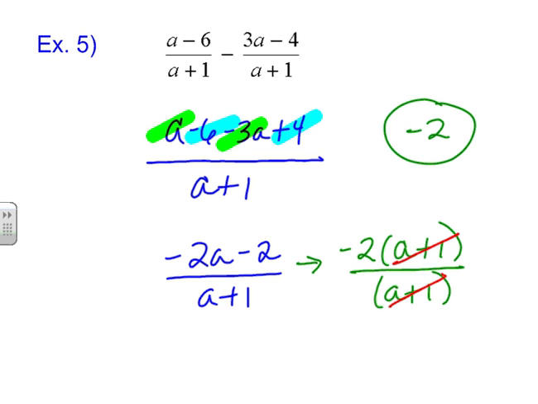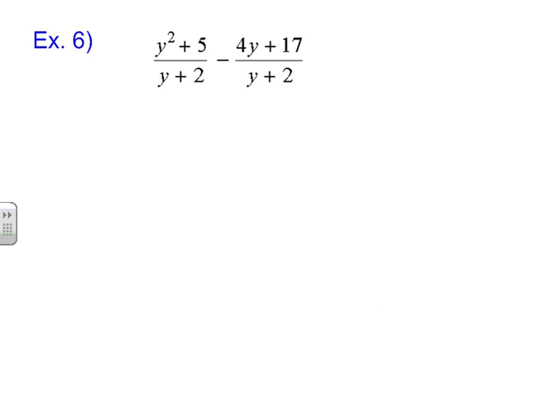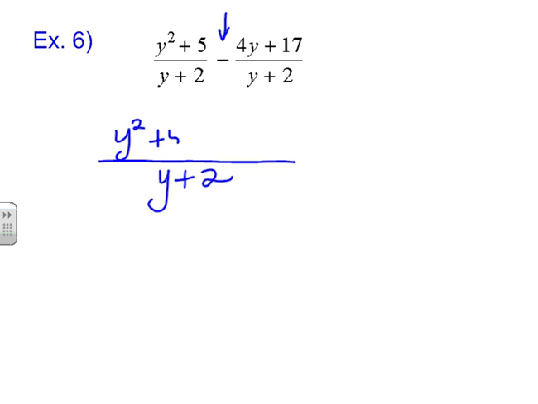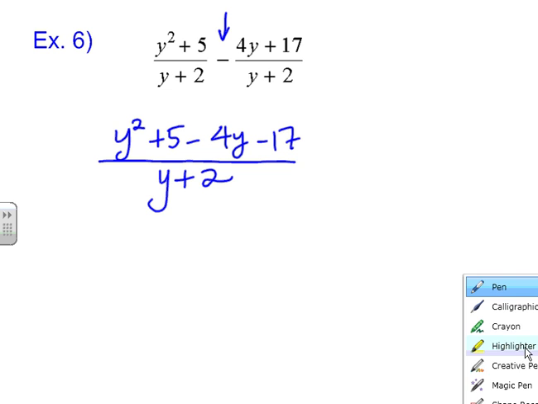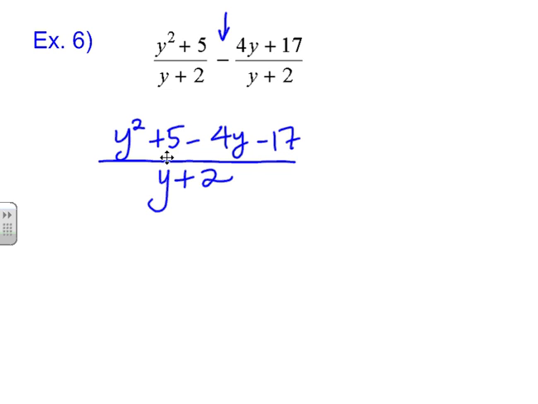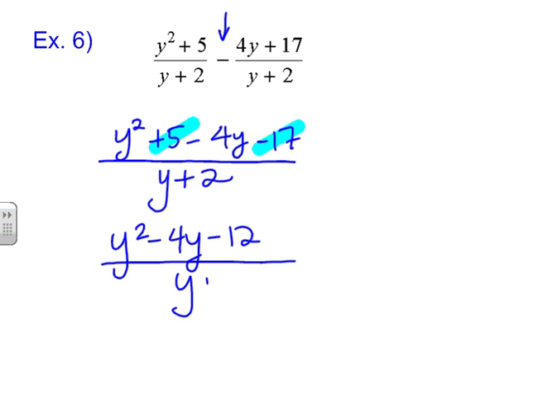We'll look at a couple more, a little bit more involved, with some binomials leading to trinomials. Here we have a subtraction problem: y squared plus 5 divided by y plus 2, and we're going to subtract from it 4y plus 17 divided by y plus 2. So once again, we're going to keep that denominator of y plus 2. Our numerator is y squared plus 5 minus 4y minus 17. And again, we're going to take our common terms, and here we just have a 5 and a negative 17. When we rewrite it, we'll get y squared minus 4y minus 12, and we are going to divide that by y plus 2.